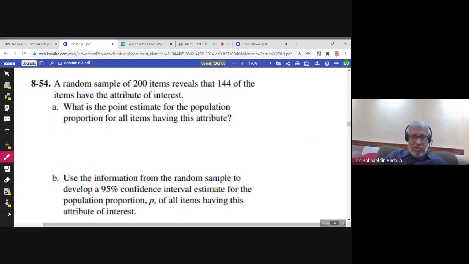And let us solve this question. A random sample of 200 items, so this is N, reveals that 144 of the items have the attribute of interest. So this is in fact small x. What is the point estimate for the population proportion? The point estimate for P, the population proportion, is P bar, which is defined by x over n. So it is 144 over 200. So that's the point estimate of P. The answer is 0.72. So P bar is 0.72.